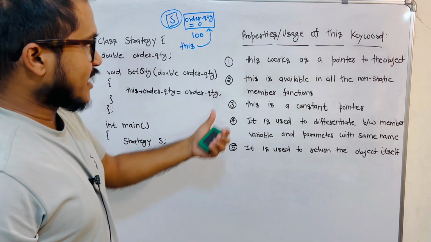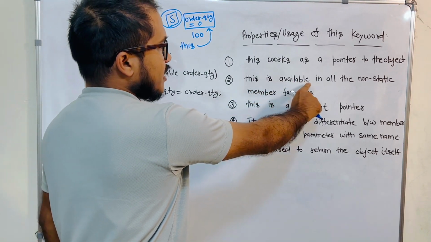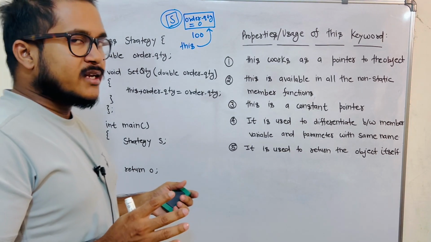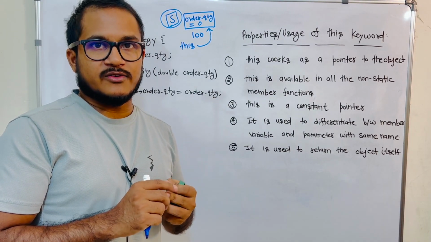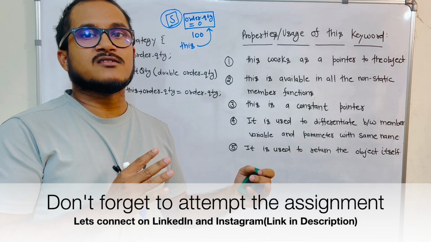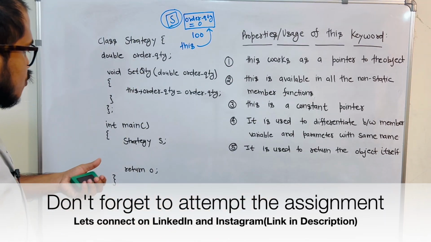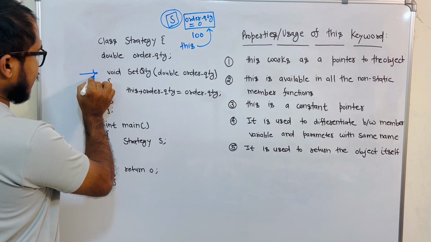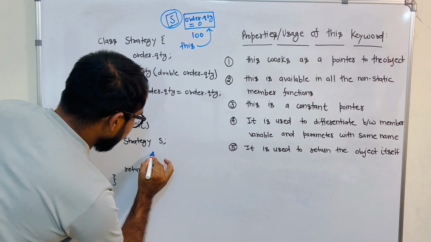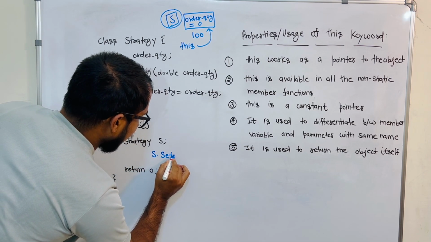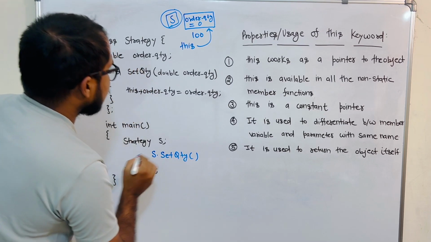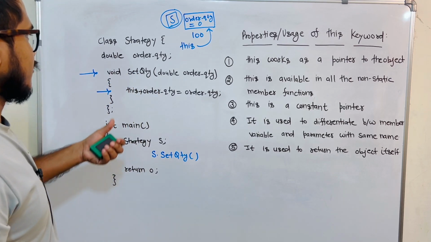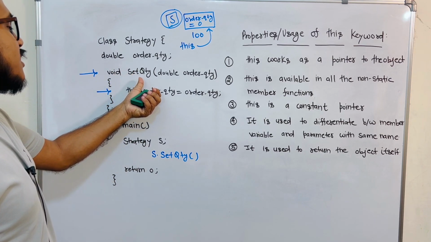Now if I talk about the second property, then I can say this is available in all the non-static member functions. So inside any class, there can be two types of functions. First one is static function and second one is non-static functions. So if we are calling any non-static function, so in this case, this is a non-static function. And if I am calling this particular function as S dot set quantity, then I can access this inside this particular function. Why? Because this is a non-static function.